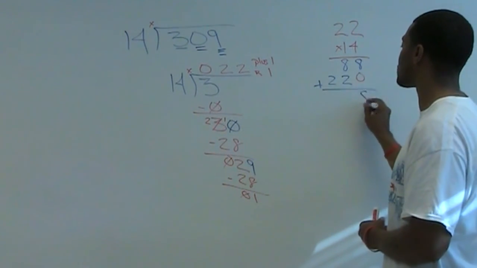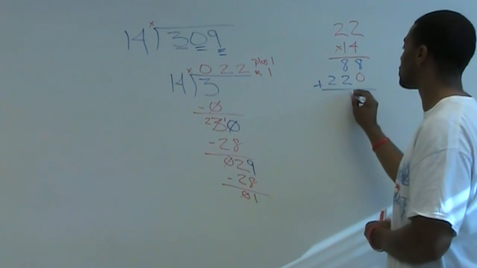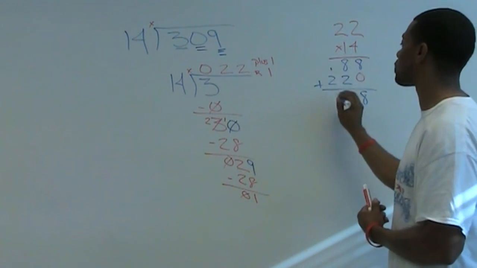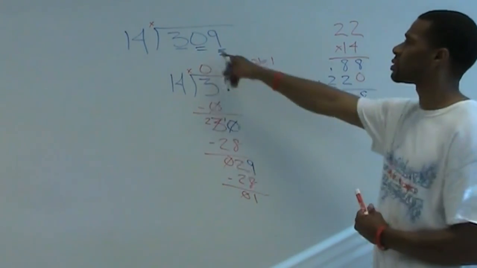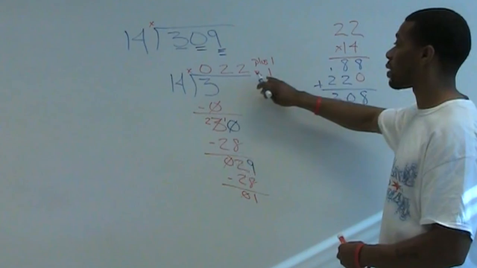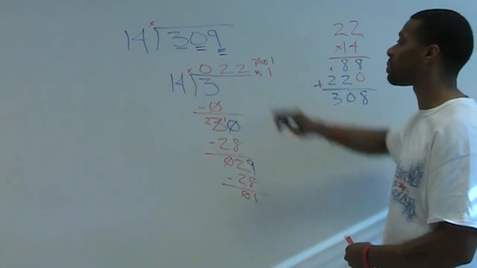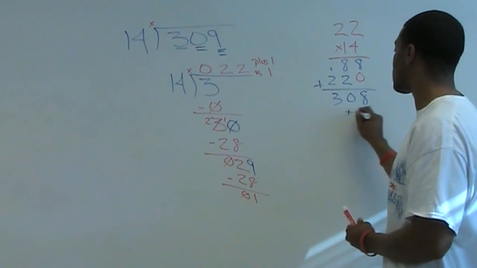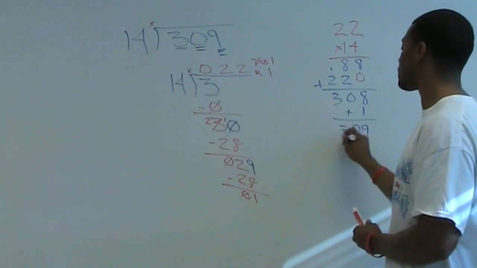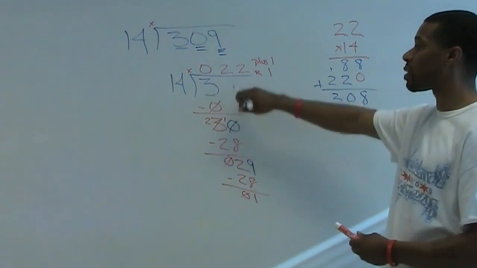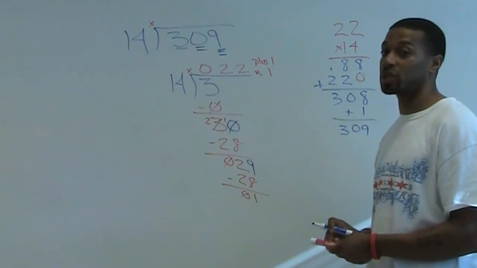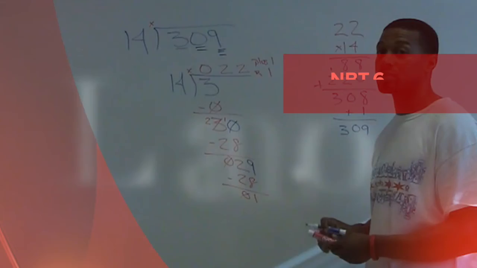8 plus 0 is 8. 8 plus 2 is 10. Regroup, bring the 1 there. 2 plus 1 is 3. But my answer is 309. Well, it should be 309 because that's my dividend. So I have to add my remainder, or as I place there, my plus 1. Once I add 1 to 308, I get 309. So I know that my quotient for 309 divided by 14 is 22 with the remainder 1.